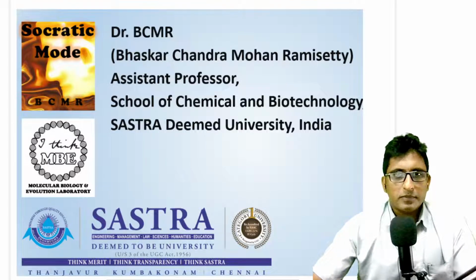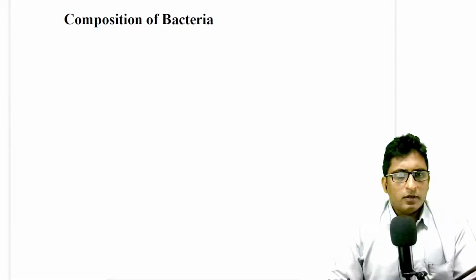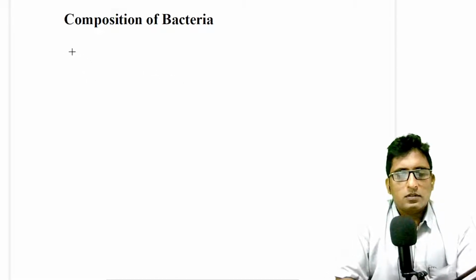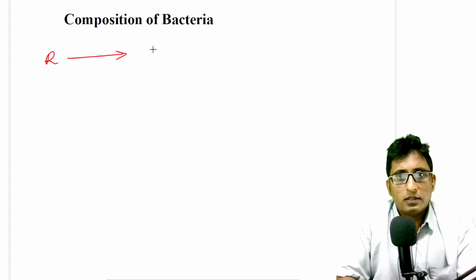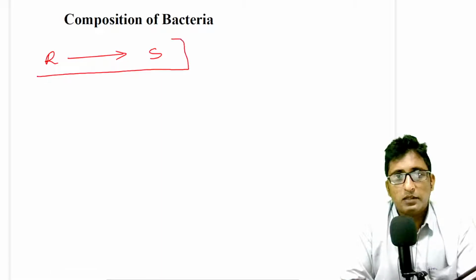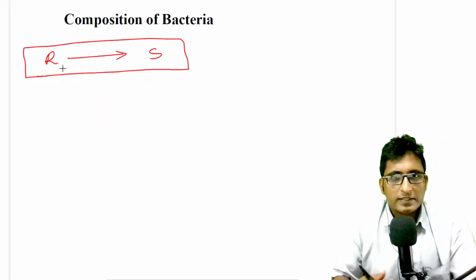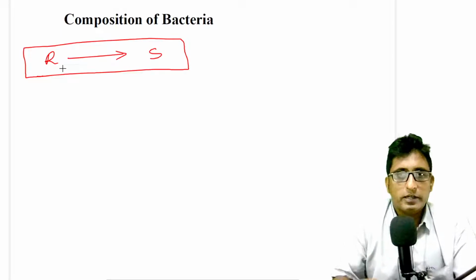Today we'll discuss an extension of the experiments of Griffith. What Griffith discovered is the transforming principle, that the R strain of Streptococcus pneumoniae can become the S strain. That was the discovery he made, but there was no information about the molecule, or what exactly is allowing this R strain to become S strain.